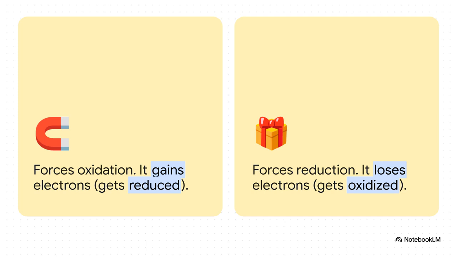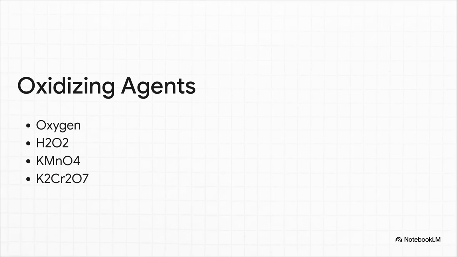The golden rule here: always look at the starting reactants on the left side of your chemical equation to identify your agents, never the final products. Just to give you a few concrete, recognizable examples, here's a quick list of the heavy hitters. These are your strong oxidizing agents: oxygen, hydrogen peroxide, potassium permanganate, and potassium dichromate. These materials are incredibly greedy for electrons. When you drop them into a reaction, they forcefully rip electrons away from other substances, getting themselves reduced in the process.